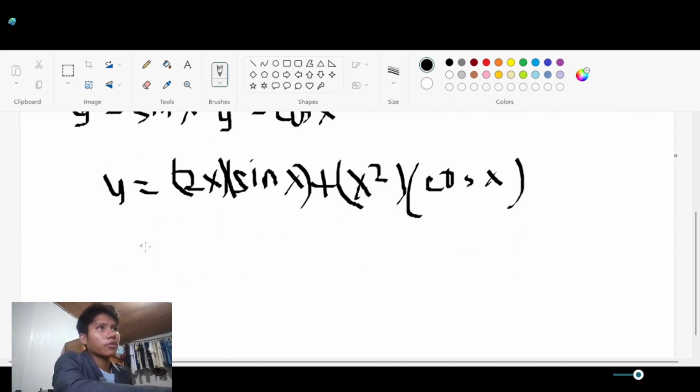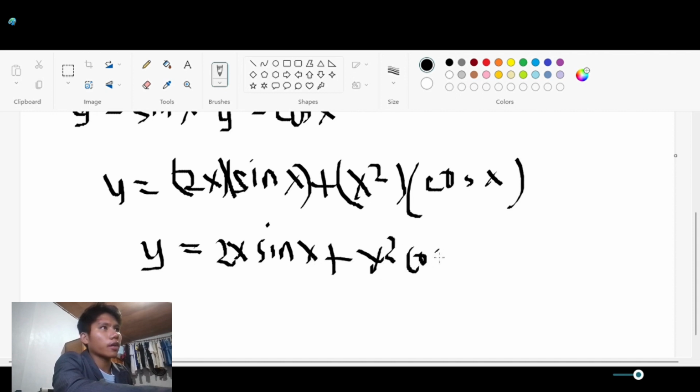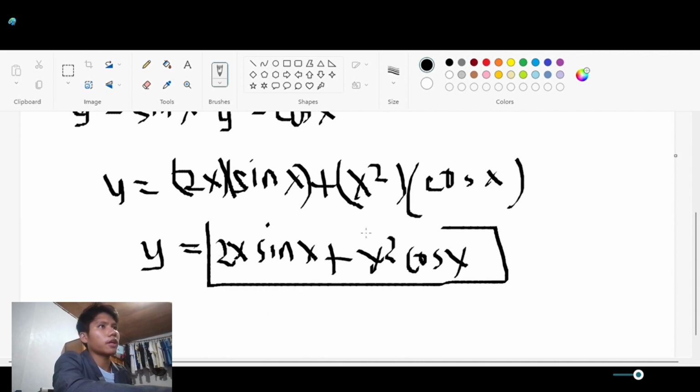And our final answer would look like y equals 2x sine x plus x squared multiplied by cosine x. And that would be our final answer.